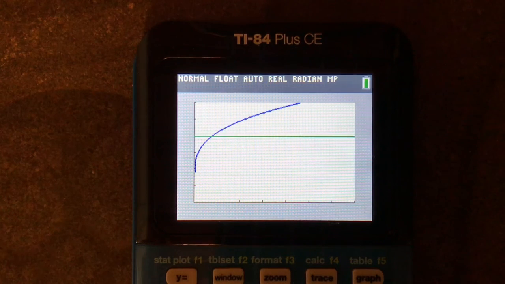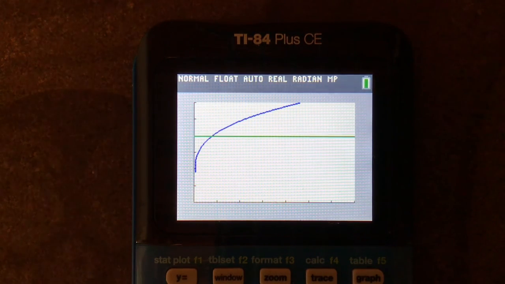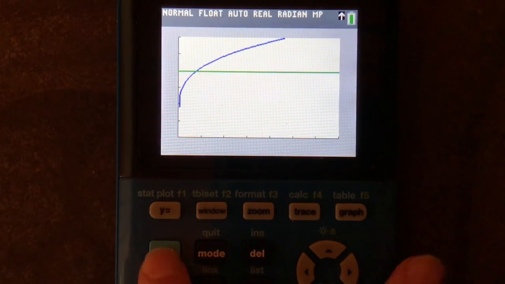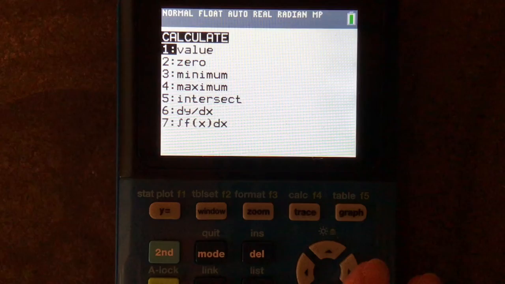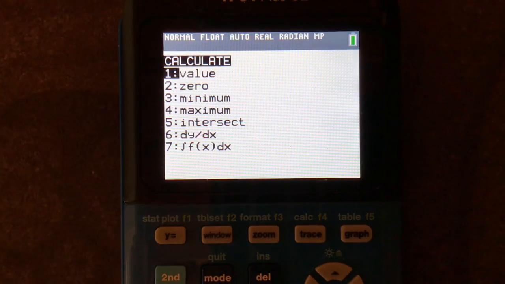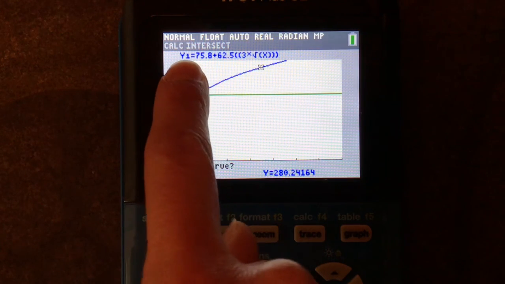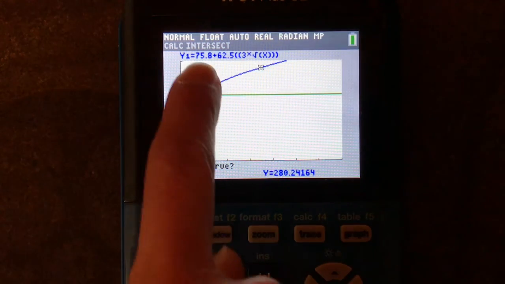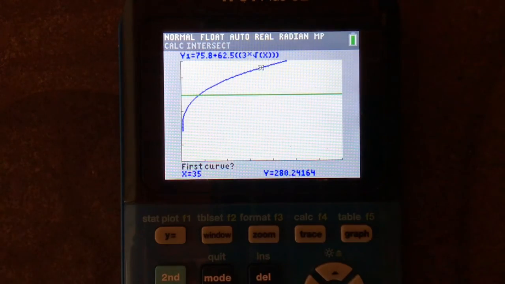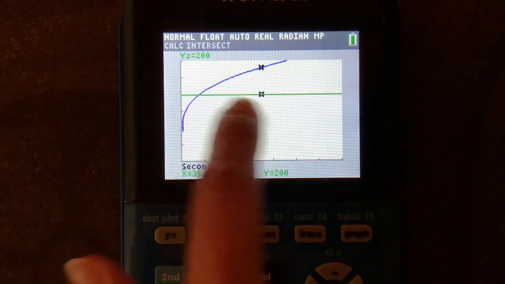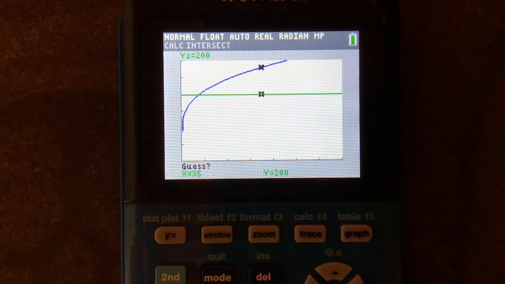So remember that pretty much anything we do from our graph screen, in order to do something other than just trace, we always click second and then trace, right? And sure enough, option 5 is intersect because we want to know where those two curves intersect. Then it's going to ask us, hey, what's your first curve? Y1, yep, we want that, so we're going to hit enter. Y2, well, yeah, it's that guy, yep, checks out, hit enter.